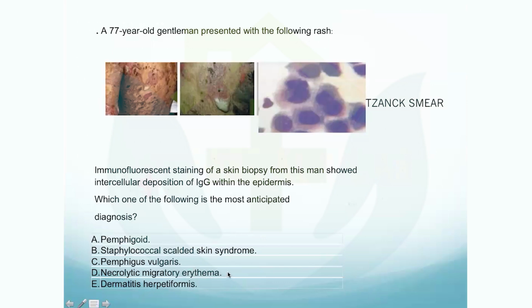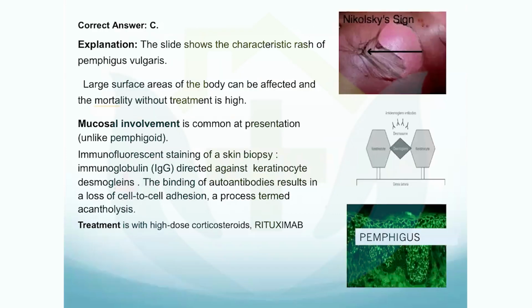Necrolytic migratory erythema is associated with glucagonoma syndromes. Again, it presents with areas of superficial necrosis, erosion, and erythema, mostly over the limbs. It will never present with this vesicobullous lesion. Dermatitis herpetiformis usually presents with small grouped vesicles, mostly over the extensor aspect. It will again never present with such huge blisters and erosion. So the answer is bullous pemphigoid.